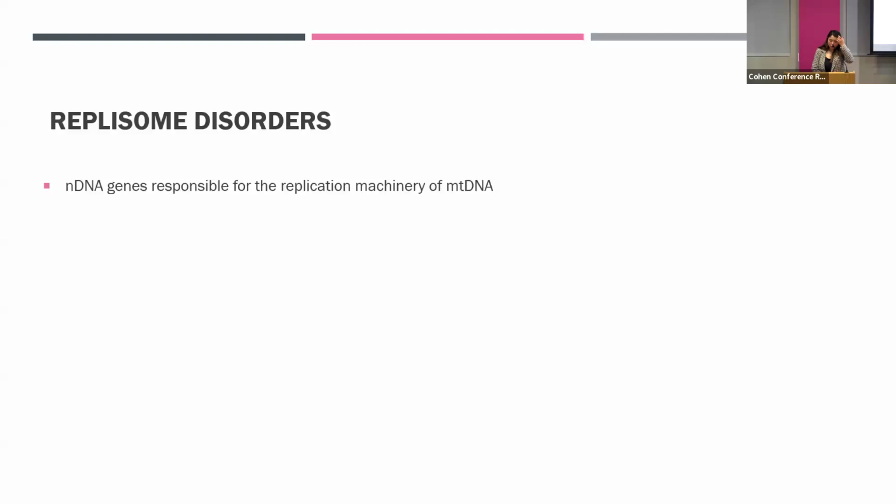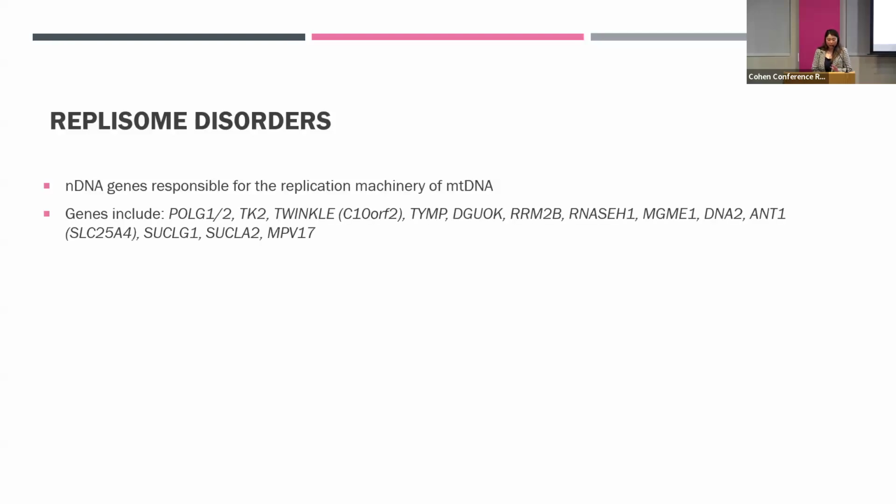So there's another group of disorders called the replisome disorders. These are nuclear DNA genes that are responsible for the replication machinery of the mtDNA. Again, alphabet soup, so there are a lot of genes associated with this. In the literature or in test exams, you may have heard of polymerase gamma 1 and 2, and then thymidine kinase 2, TK2. Just to remember, there may be a treatment for that coming up.